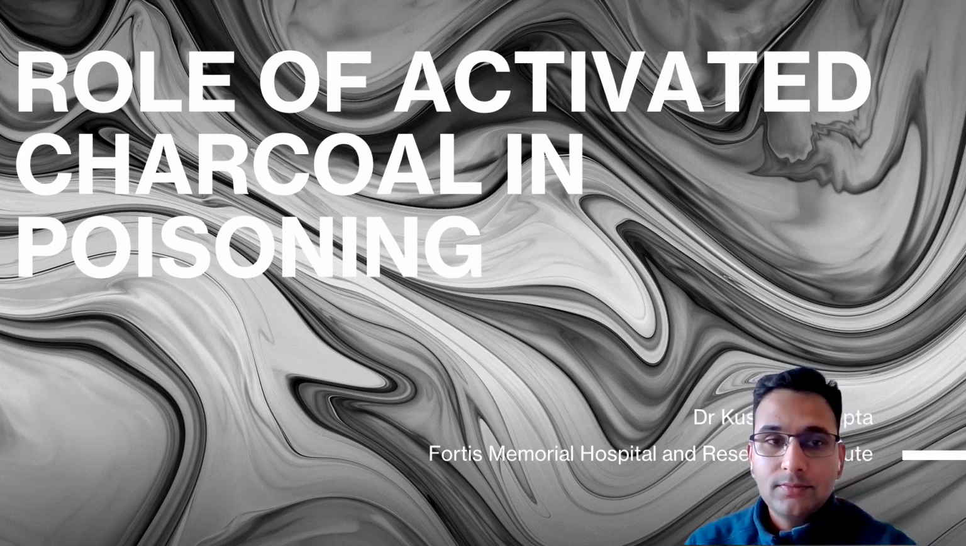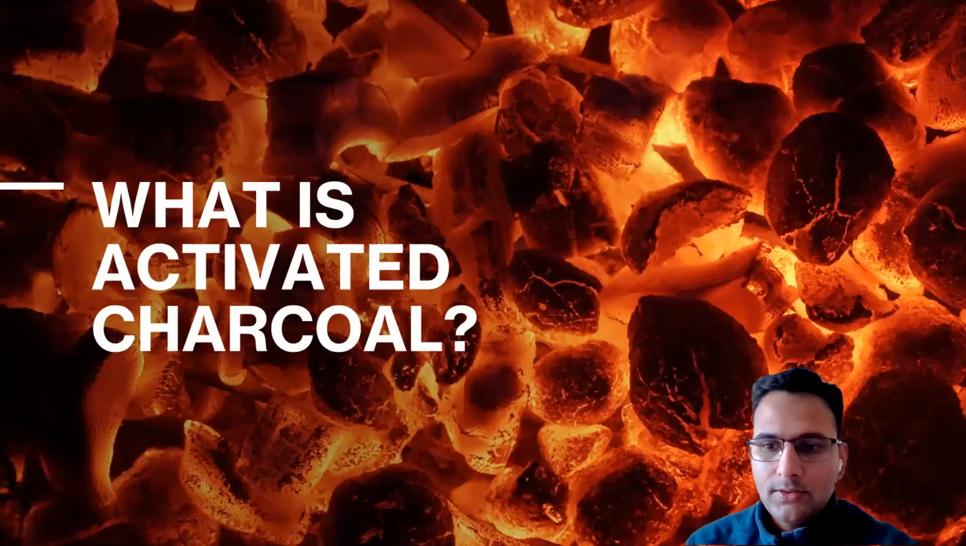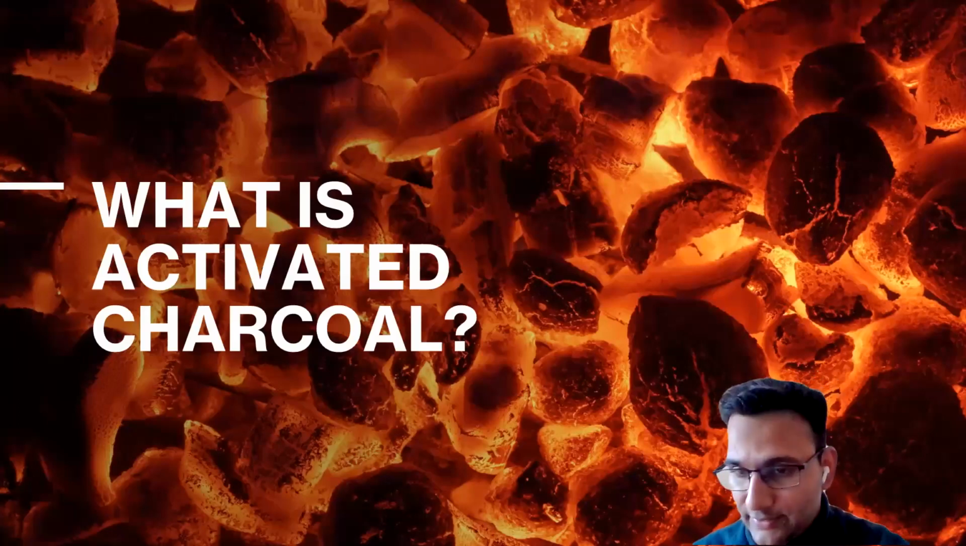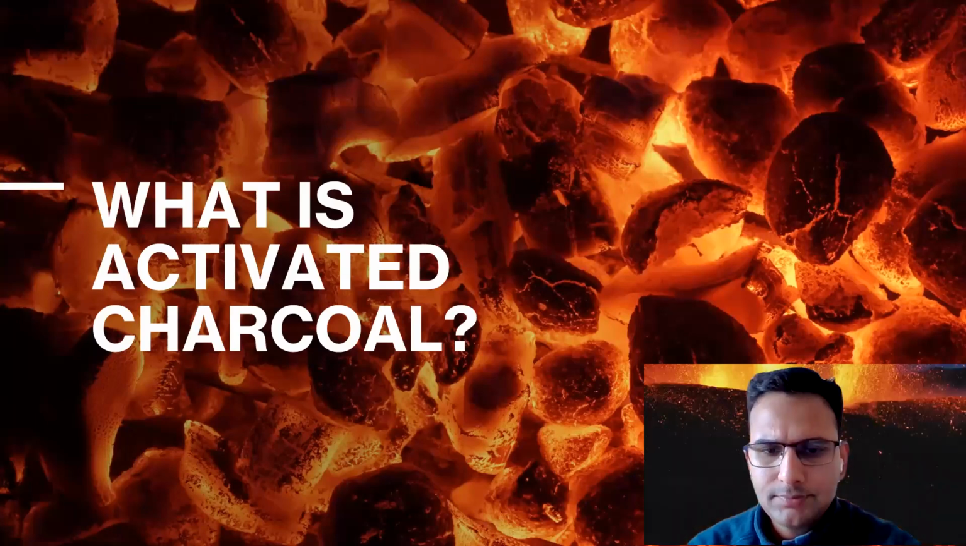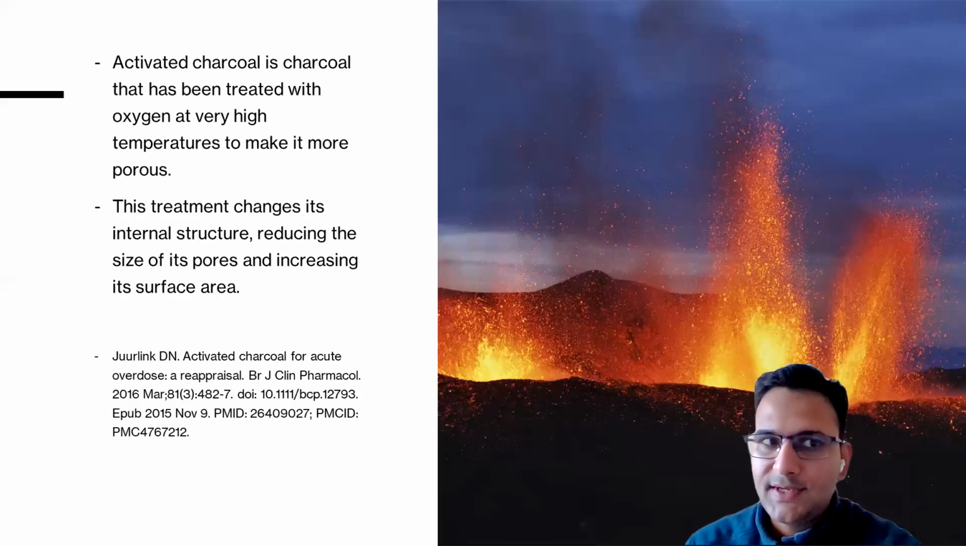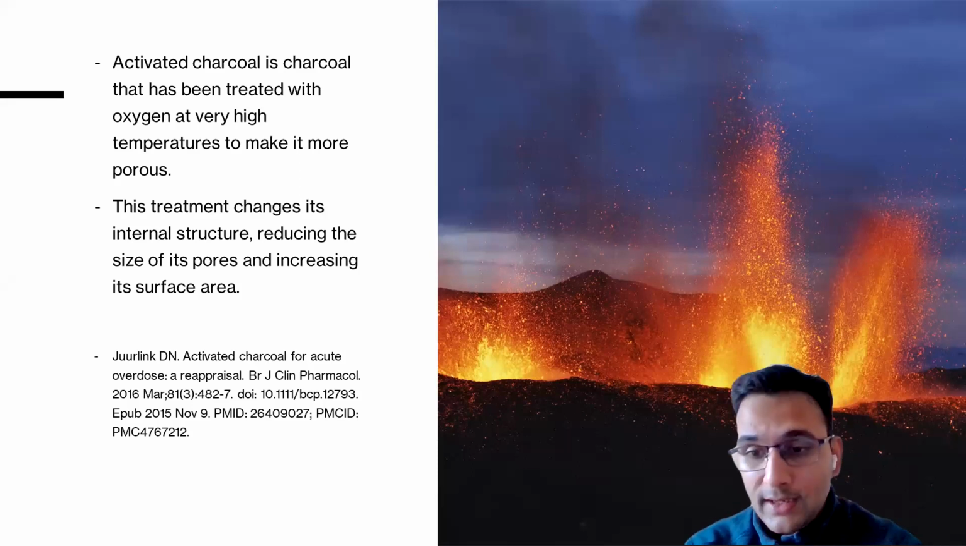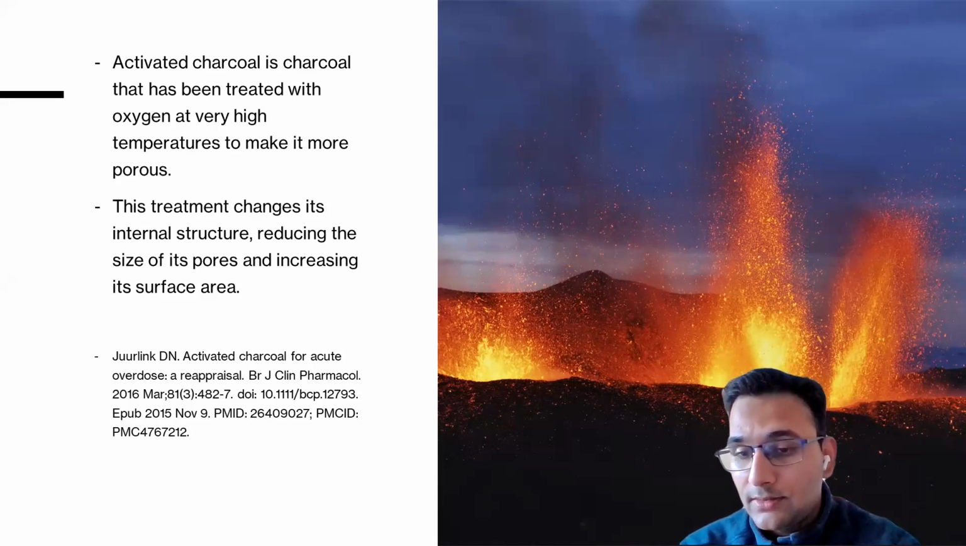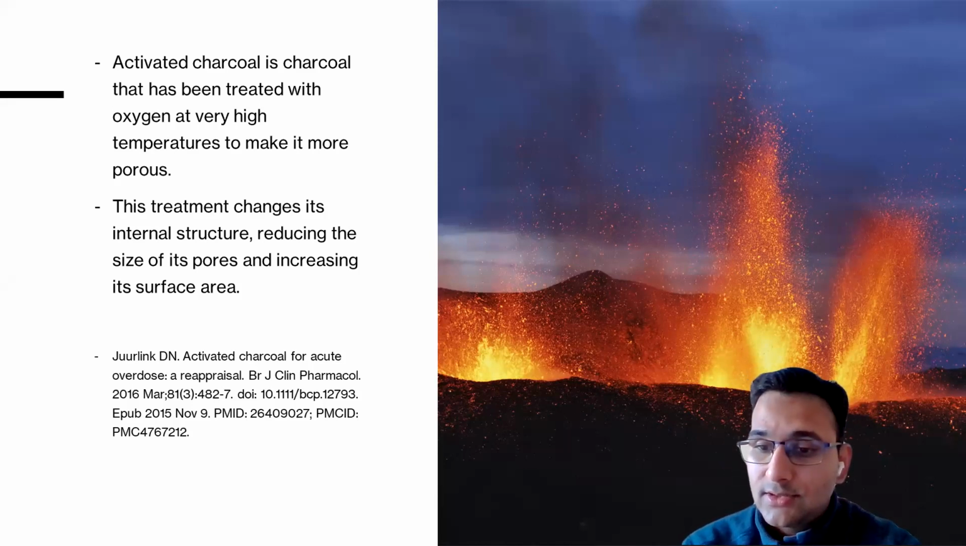Today we're going to talk about the role of activated charcoal in poisoning. The question being, what is activated charcoal? It's nothing but charcoal that has been treated with oxygen at very high temperatures to make it porous, so that it changes its internal structure and reduces its size, thereby increasing its surface area.